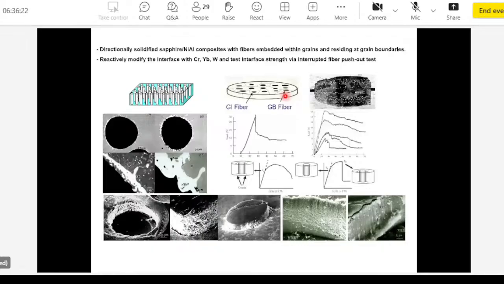So depending on how the reaction has occurred at the interface, you will get different bond strength properties. So that was one way to actually measure the effect of reaction, effect of processing method on bond strength. And then, of course, you would do the actual mechanical test to check the properties.